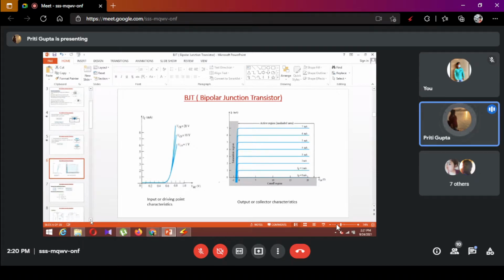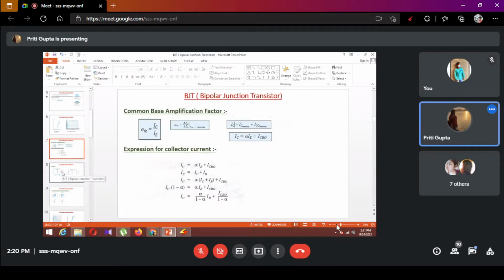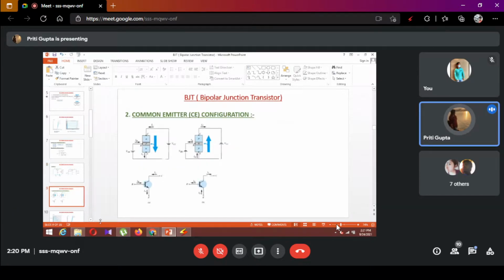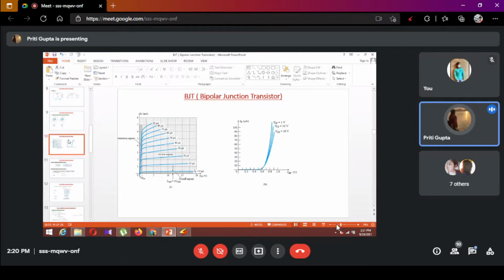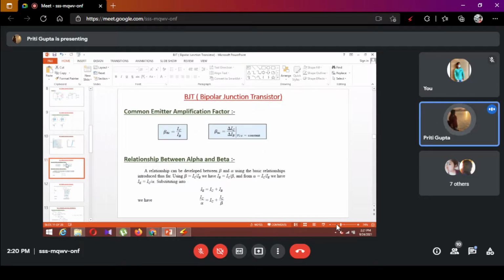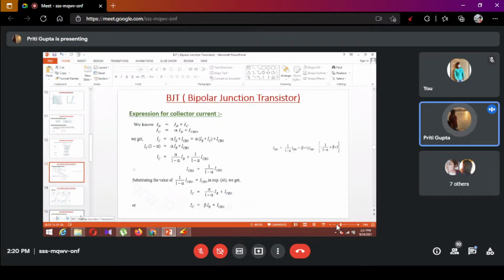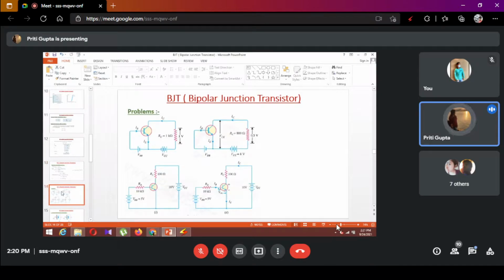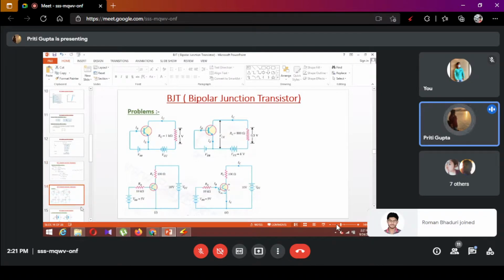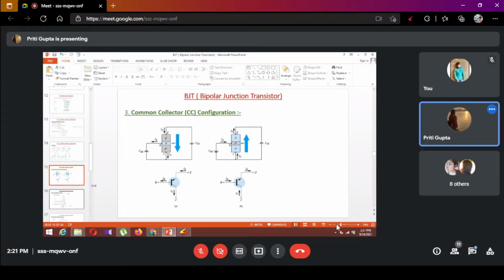So till yet we have done CE connection, right? Common emitter connection. So CE connection, CB connection. These are the two very important types of connections in BJT. Now, common emitter amplification factor was done. This relationship was done. So slide number 13 was also done. And in slide number 14, we had some problems. Okay, 14, 15. Now 15.